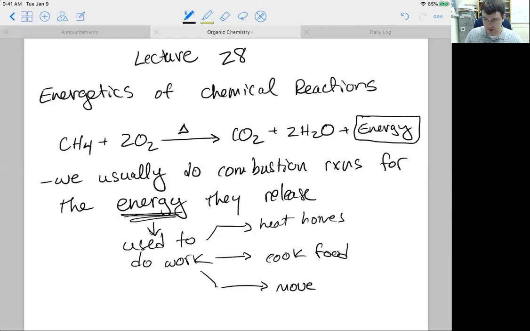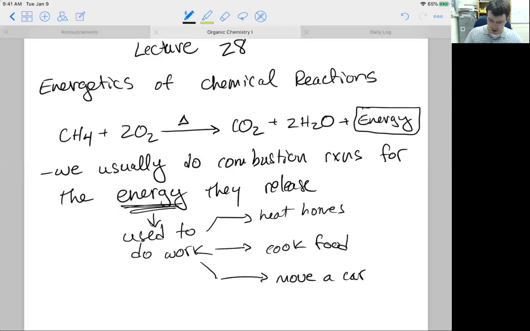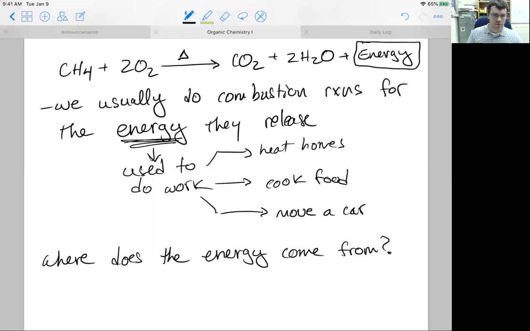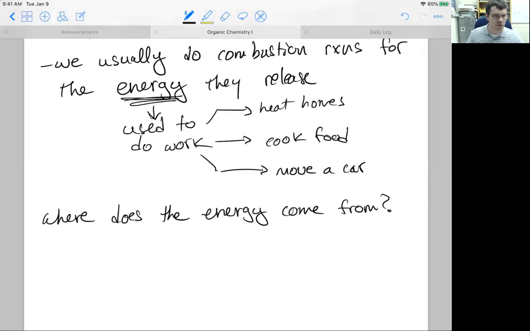And what we use combustion reactions a lot for in our own lives is moving cars from point A to point B. Okay, so this energy is produced from a combustion reaction, and that's definitely the most important part in terms of being pragmatic, in terms of what we actually can do with this chemical reaction. But where does the energy come from? In a combustion reaction, where does it start from? We know we've got energy on the product side of the chemical equation, but what about the energy in the starting material side of the reaction?